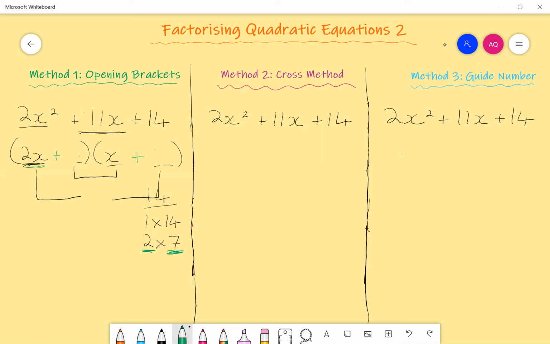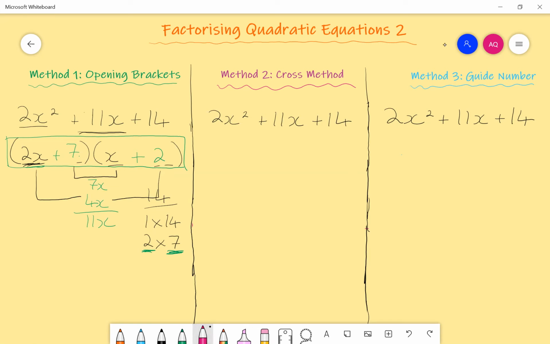So we'll have to put the 2 with the x here. Multiplying 2 by 2x will give us the 4x. Then the 7 will go in here. Multiply the 7 by the x will give us 7x. Add them together and we will get 11x, which checks that we do get that middle number. So that will be our answer there, 2x plus 7 and x plus 2. Again, the order of the brackets doesn't actually matter.